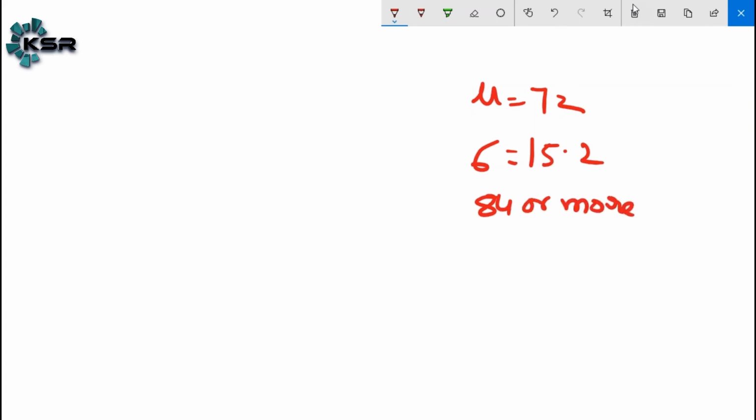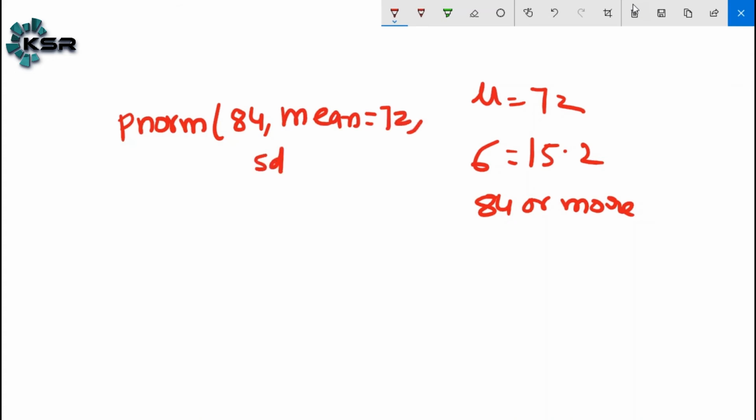So the people are suggesting pnorm of 84, mean is equal to 72, SD is equal to 15.2, lower.tail is equal to true. That is what people are saying. What will this value give? It will give 84, 83, 82 and so on up to 0. But what is our question? 84 or more. So this is not the correct way.